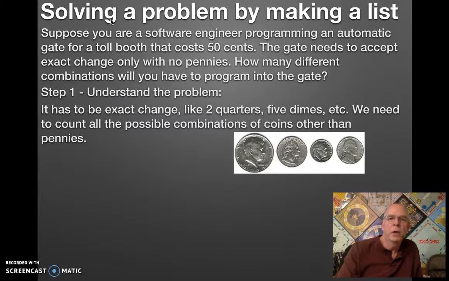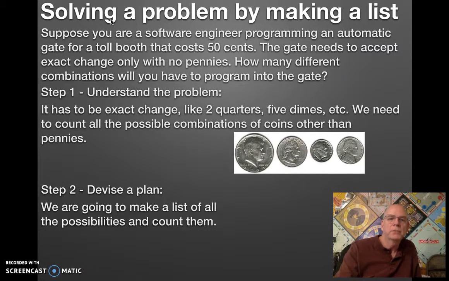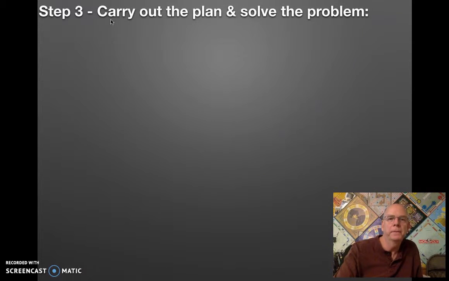So let's look at step 1. We need to understand what the problem's asking. It has to be exact change, such as 2 quarters, 5 dimes, etc. We need to count all the possible combinations of coins other than pennies that add up to 50 cents. Okay? So, step 2, let's devise a plan to do that. The best plan, I believe, here would be to make a list of all those possibilities and then count how many there are. All right, so let's go through and carry out that plan.